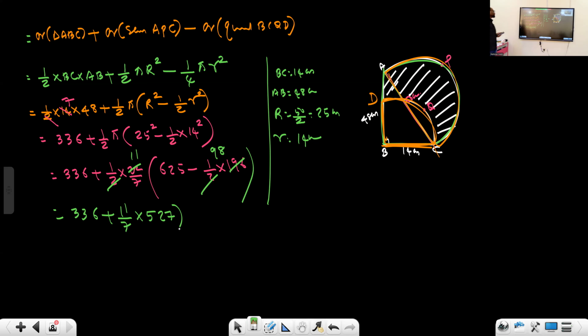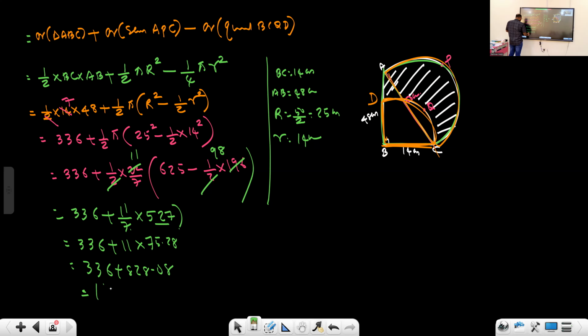75.28 is coming. That afterwards we can. 75.28. This and this when we are simplifying. So 336 plus 828.08. This you add, that will be your answer. 1164.08 centimeter square. Check everything. Calculation for time being helped. But the exam, if it is coming, you have to do. At that time, I won't be there with the board and all.